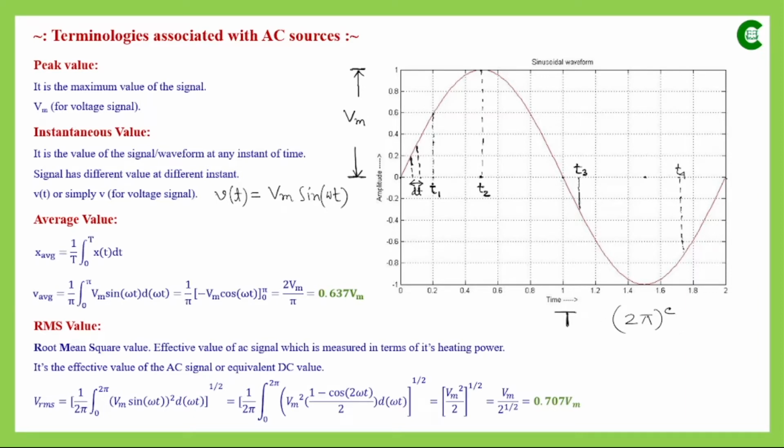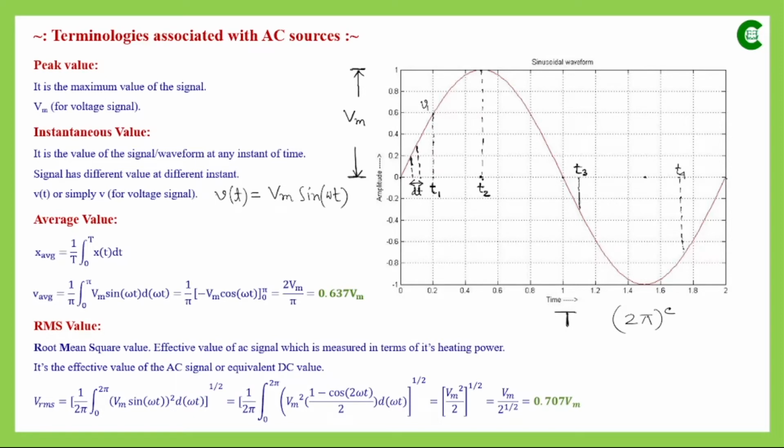Now suppose at this instant, when the time is t1, we want to know the value of this signal, say v1. In place of this sine omega t, this sinusoidal signal will have a fixed frequency, so from there we get the value of omega. Now if we put in the value of t1, we will get the amplitude of that signal, which will be v1.